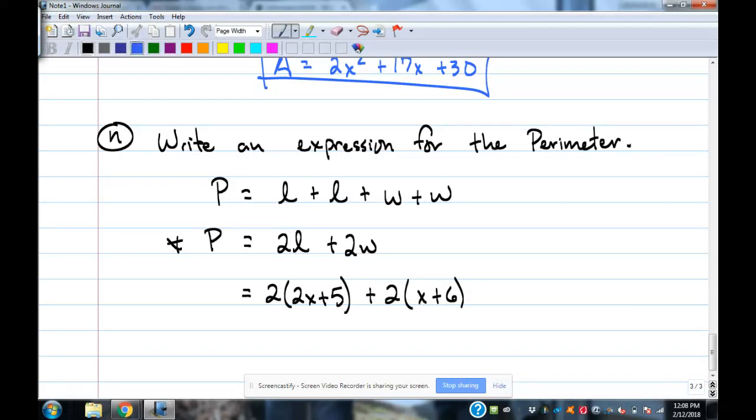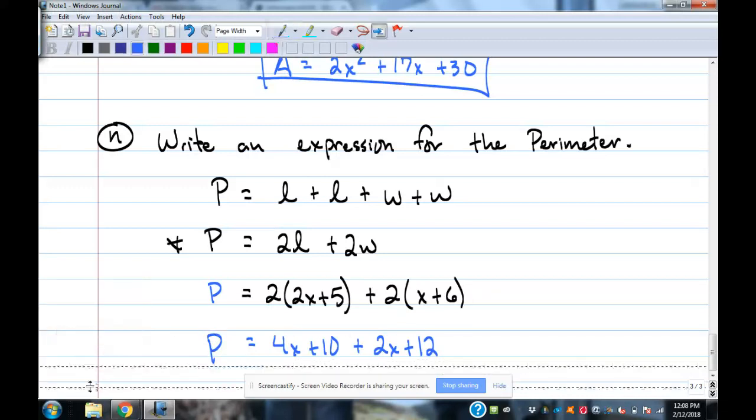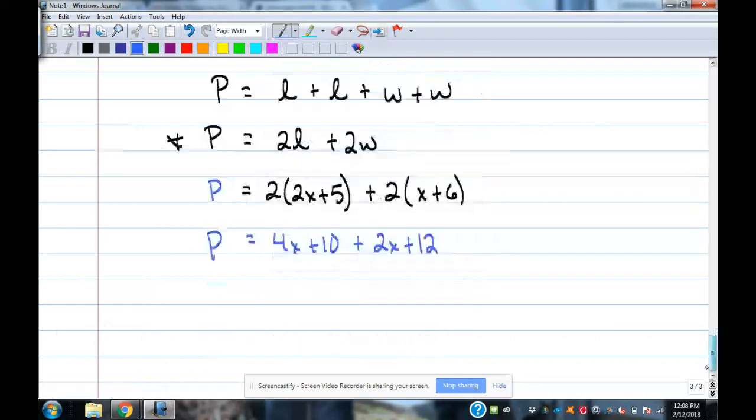Now, what's going on here? Distributive property. Same thing. Okay, so distribute across: 4x plus 10 plus, and then simplify. 4x plus 2x would be 6x plus 22. And that would be your expression for the perimeter.